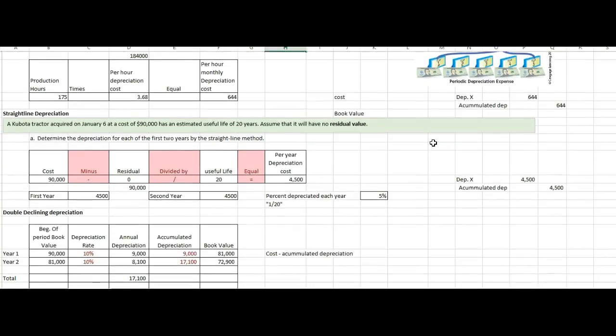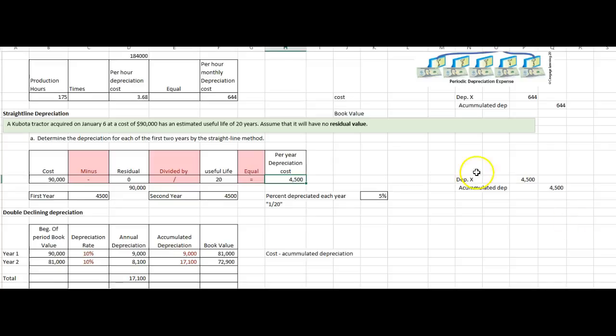So now let's look at straight line depreciation. And this is the easiest one to figure. Whole new scenario. Again, keep in mind, its cost is $90,000. It has no salvage value, no residual value. So we're going to allocate $90,000, the cost, over a 20-year useful life. Which means if I divide 90,000 by 20, I will come up with a per year depreciation cost of $4,500.